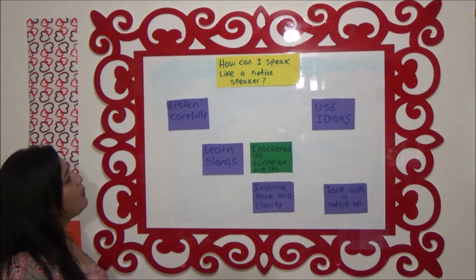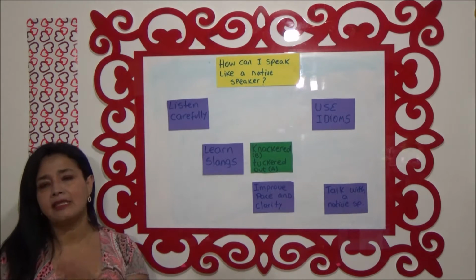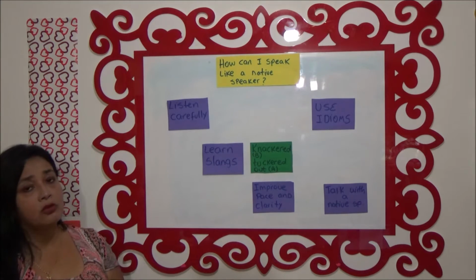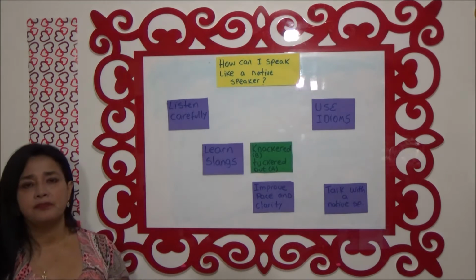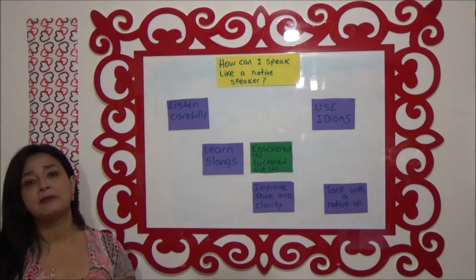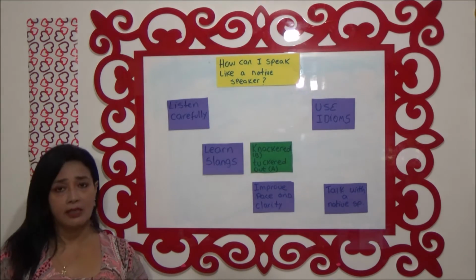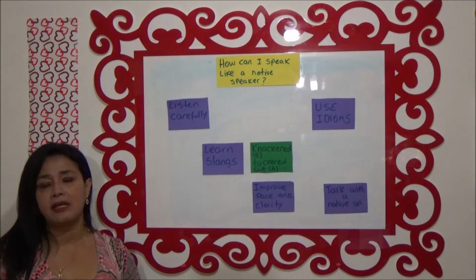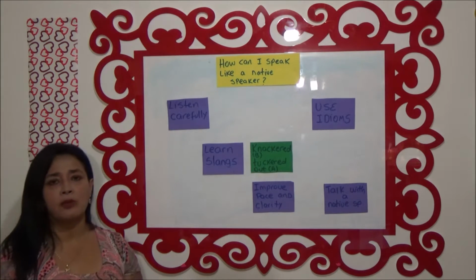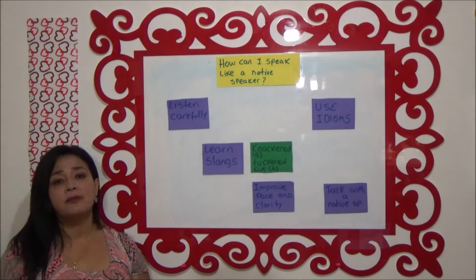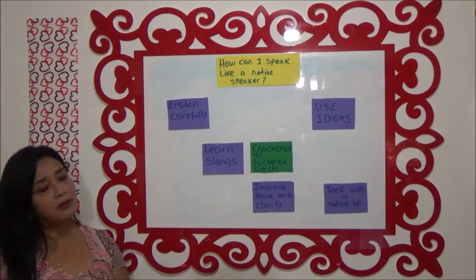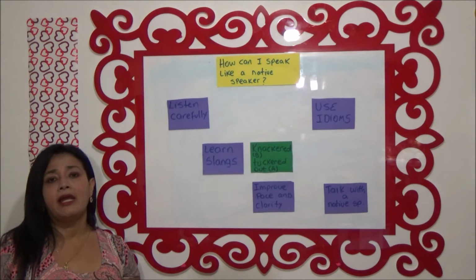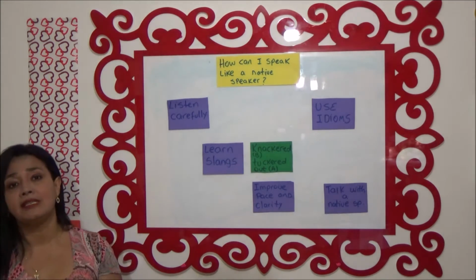speaker, okay? One of them is: listen carefully. Yes, it's very important that you listen carefully to songs, to some movies, that you listen carefully to a native speaker, right? Because when we listen, we have the ability and the possibility to imitate. Imitation is very important when we want to learn a new language, because we reproduce sounds, we use the same words as the other people, and it's very important for us to listen carefully.